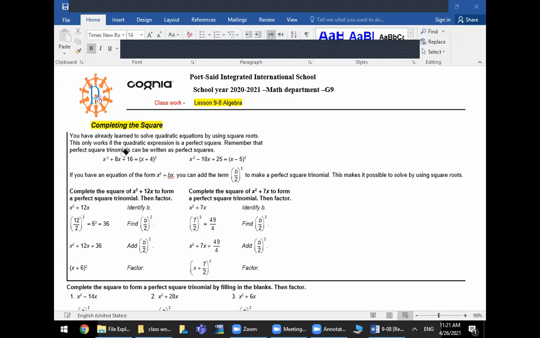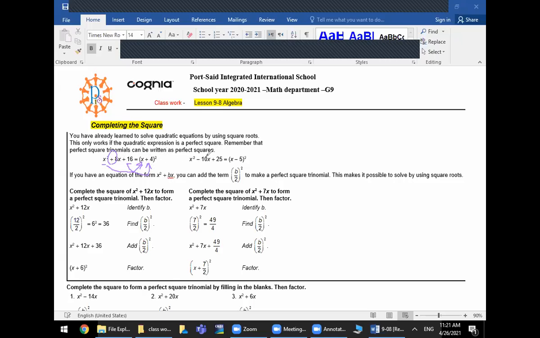A trinomial, sorry, can be written as a perfect square. So, like this example, I want to write it as a perfect square. Then as I said, square root the first, right? And then square root the third, and then sign in the middle. It will be x plus, the square root of first is x, the square root of third is 4, and then the sign in the middle, which was positive, all to the power of 2.